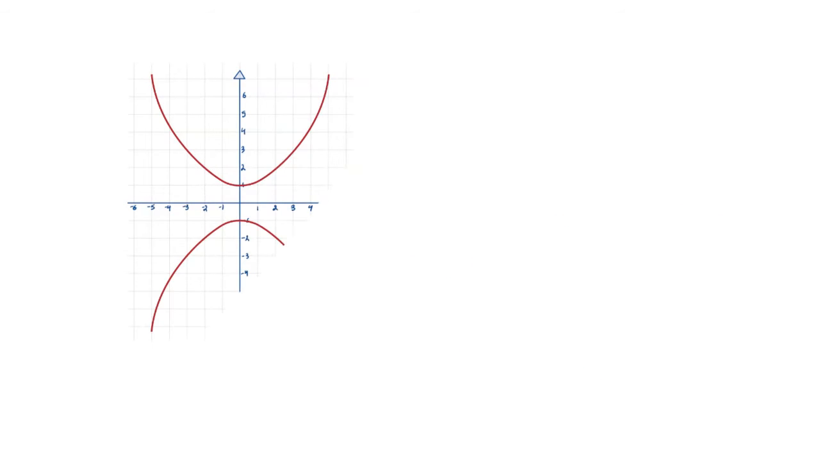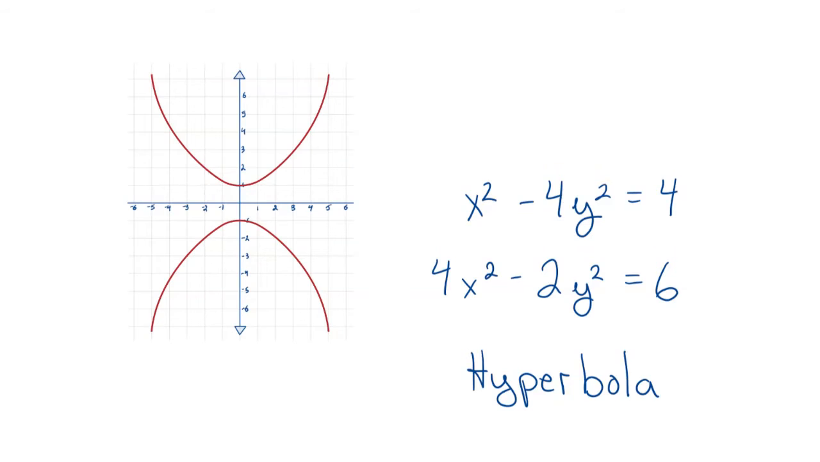Now, a hyperbola is going to look a lot like an ellipse. Your x squared and your y squared terms are not going to be the same. They're not going to have the same coefficient. But what's different between the ellipse and the hyperbola is that your x squared and your y squared are going to be subtracted. They're not going to be added. On an ellipse, they're going to be added, and on a hyperbola, they're going to have the minus sign between them.